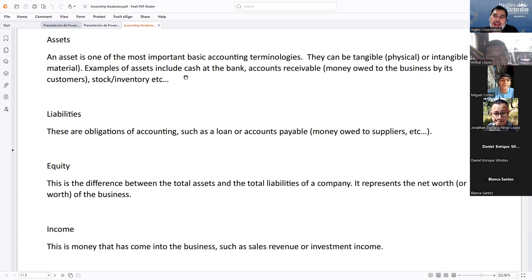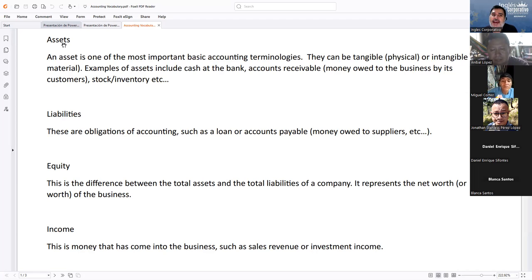All of those are assets. Then liabilities. Liabilities are obligations that you have, such as loans or accounts payable. Payable means that you have to pay. Like the suppliers bring you the merchandise and you say, I will pay you next week. That is a liability. You have to pay that money, okay? So, the difference between assets and liabilities.